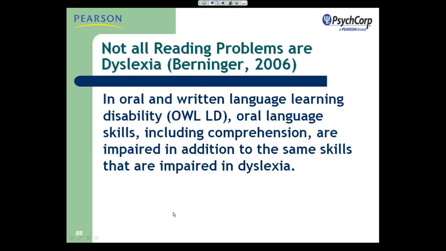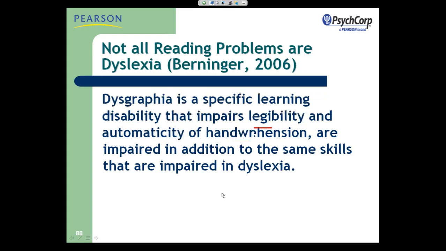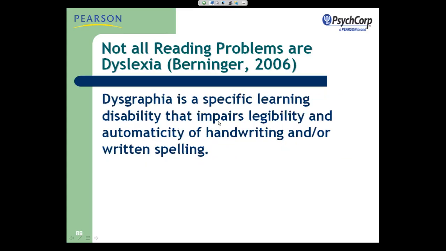If you're looking at the oral and written language learning disability, all components are weak. Oral language skills, including comprehension, are impaired, in addition to those basic reading skills. Dysgraphia really impairs legibility and automaticity of handwriting, and also sometimes affects spelling. So some individuals might have a diagnosis of dysgraphia because of the impaired legibility and automaticity of handwriting. Some may have a weakness in handwriting and also a weakness in spelling.